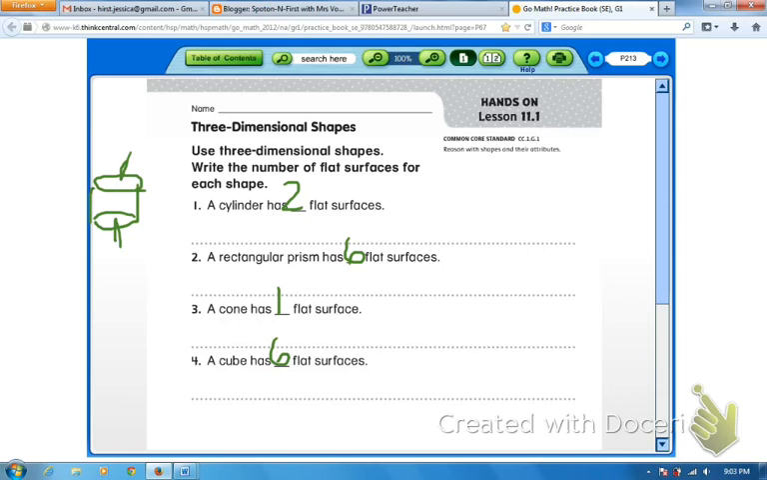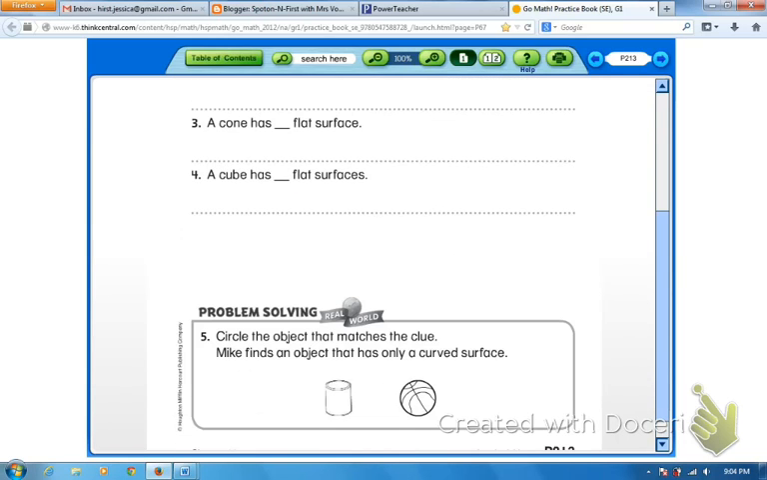At the bottom of the homework, on the problem solving, it says circle the object that matches the clue. Mike finds an object that has only curved surfaces. Well, we know a cylinder has curved, but it also has flat. So our ball or sphere shape would be only curved surfaces.